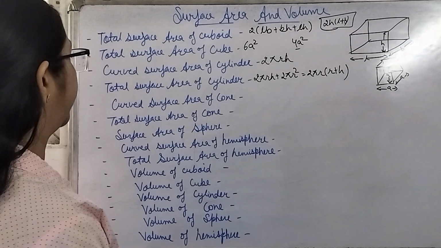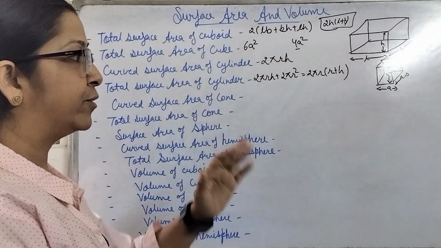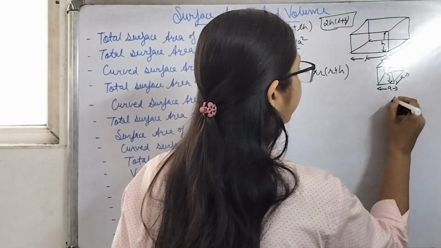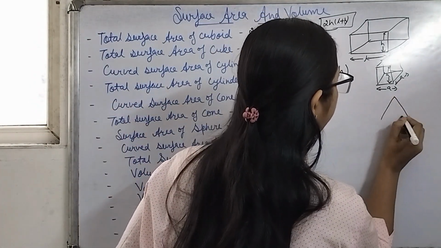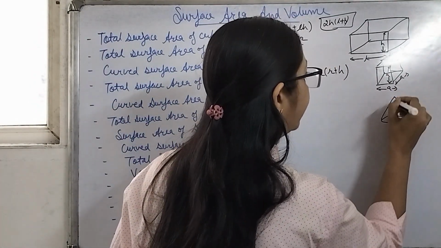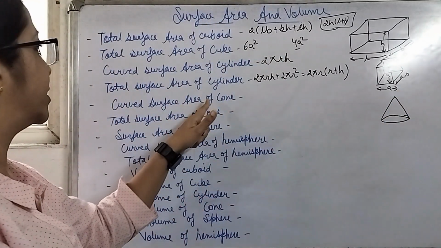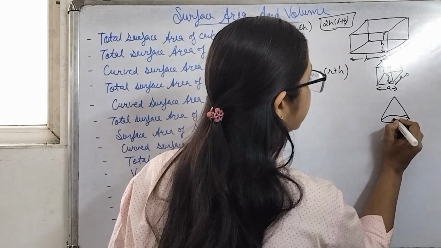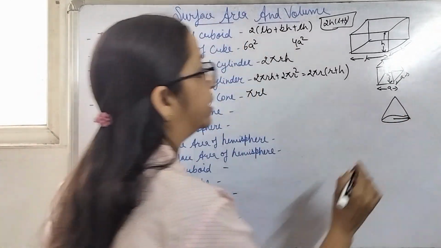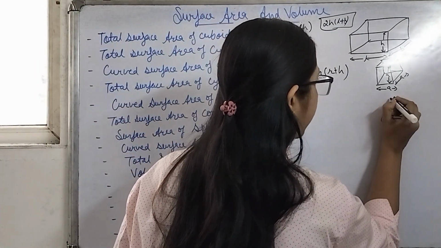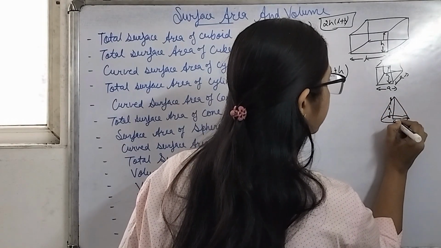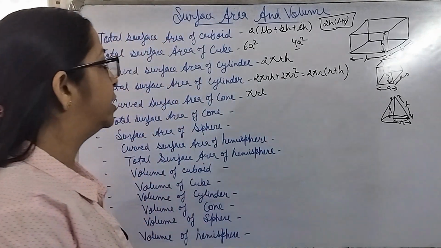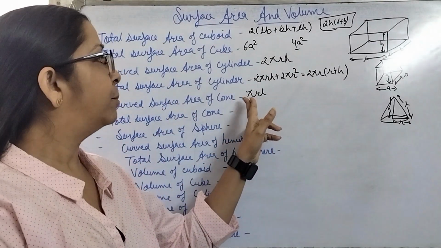Now the curved surface area of a cone. Again we are not taking the bottommost portion, we are just considering this portion. So the curved surface area will be pi r l. Here r is the radius of the cone, this is h, the height of the cone, and the slant height is denoted by L. So we take the slant height here: pi r L.